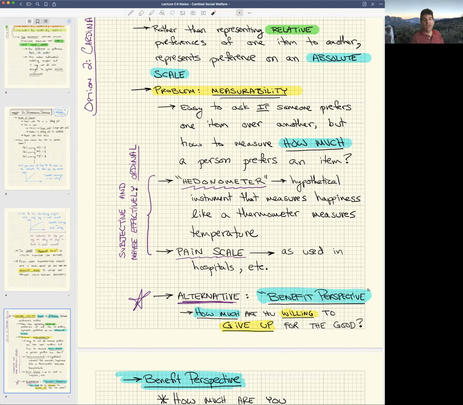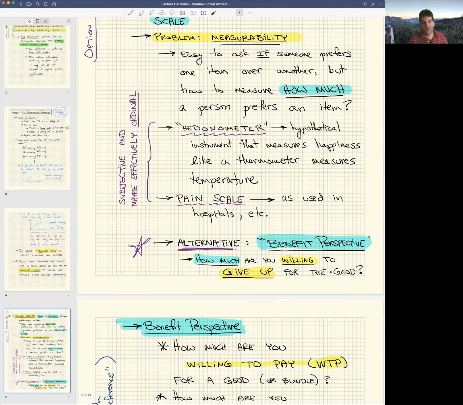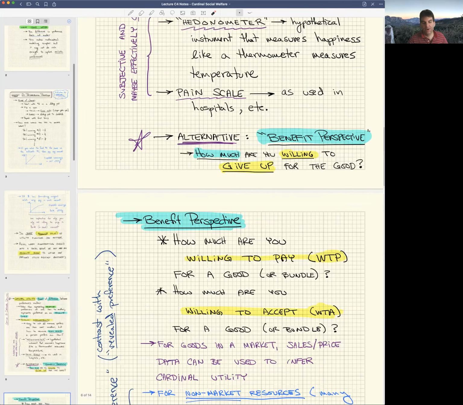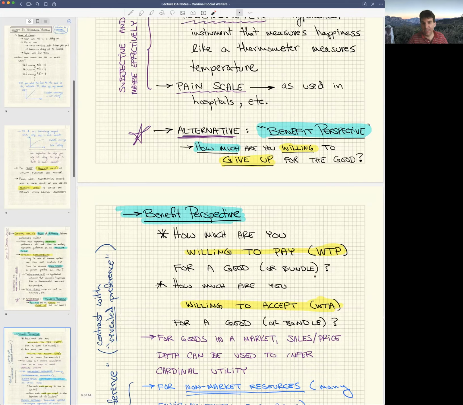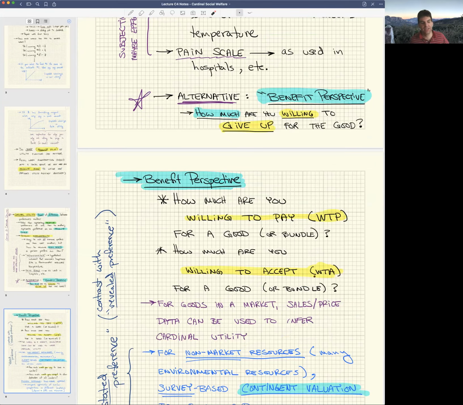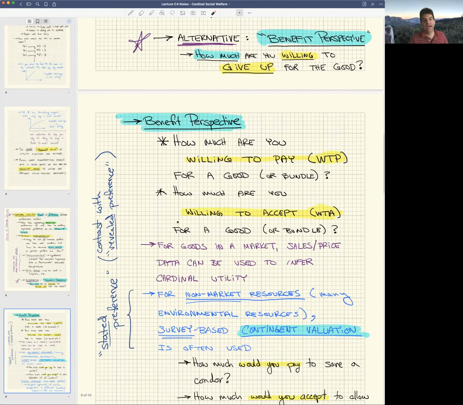So what economists try to do is take a benefit perspective, and this is some of the stuff that's intersecting with what you've been reading in the chapters: how much are you willing to give up for a particular good? Or how much are you willing to pay, that's a give up, or how much are you willing to accept for me to take the good away? So the willing to pay question is that you don't have the good.